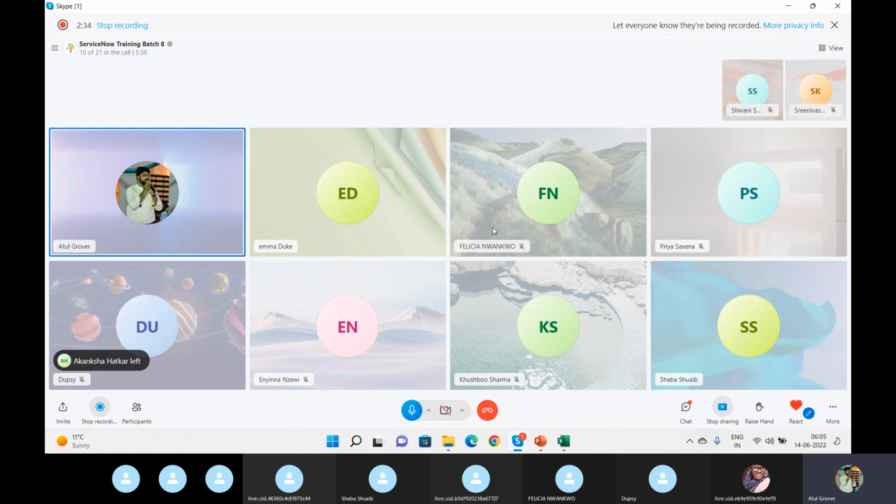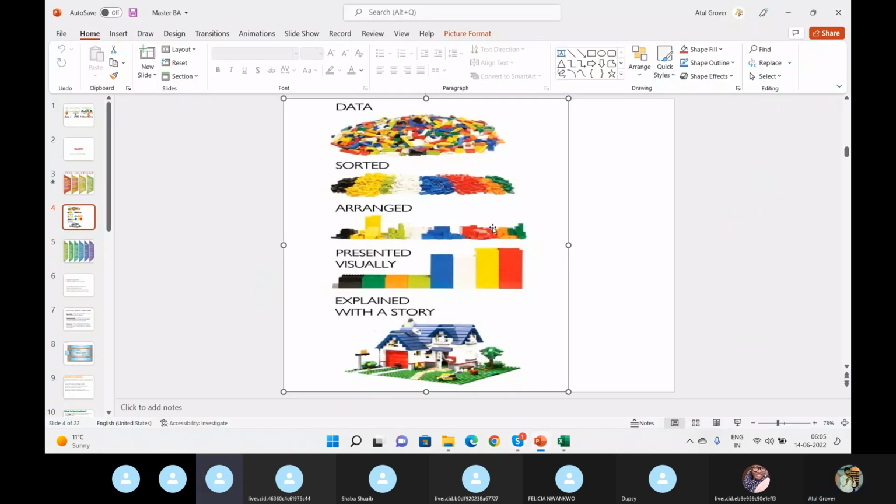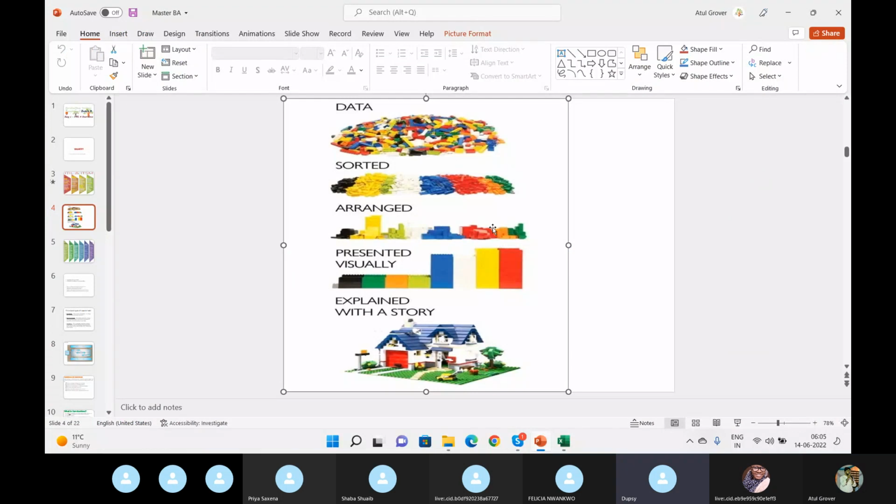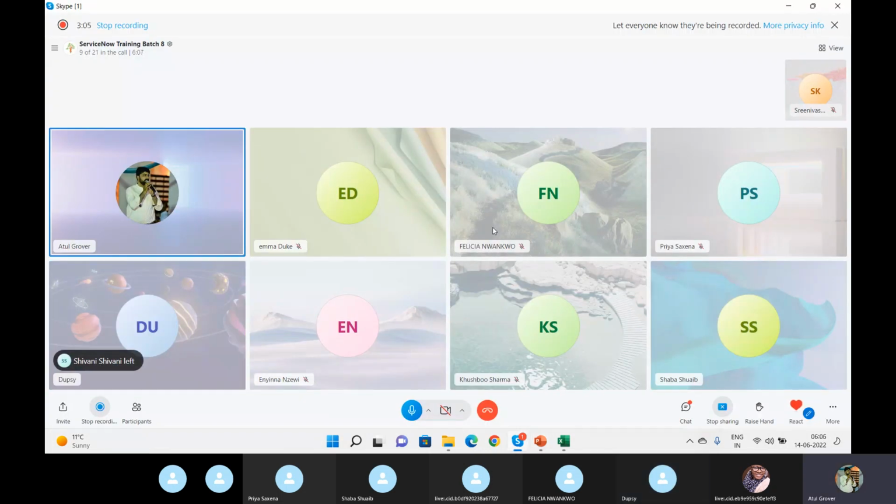Priya, what do you think? A process from raw material to complete infrastructure. Okay. Dipsy, what do you think? What does this image say? It's basically gathering of information or putting up different equipment to put up an infrastructure. Okay. Anyone else, any other point of view on this?